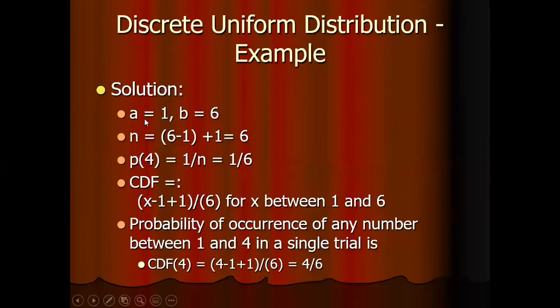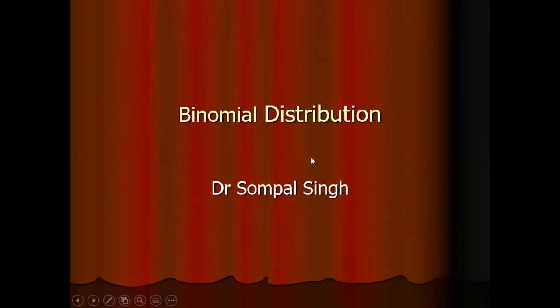So the lower limit is 1, the upper limit is 6, and the total number of cases here are 6 minus 1 plus 1, which is 6. So probability of getting 4 is 1 by n, that is 1 by 6. And probability of occurrence of any number between 1 and 4 is given by cumulative density function for x is equal to 4. That is, x is less than or equal to 4. So it will be given as 4 minus 1 plus 1 by 6, that is 4 by 6. So this was about uniform distribution.